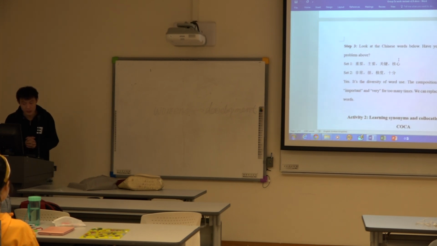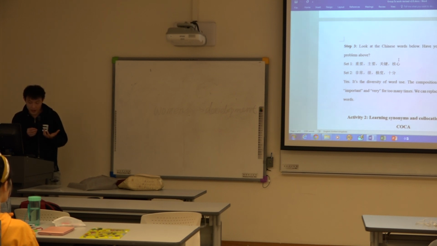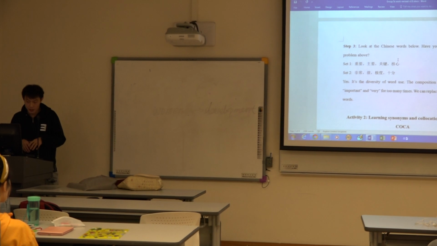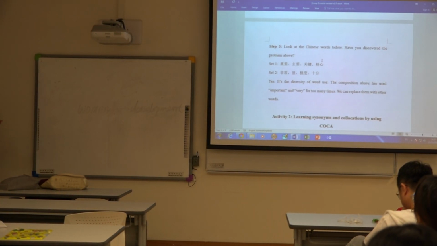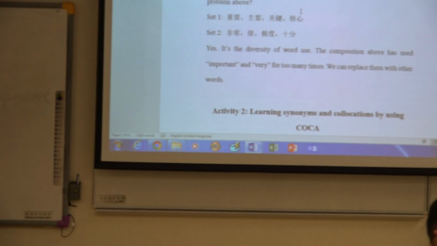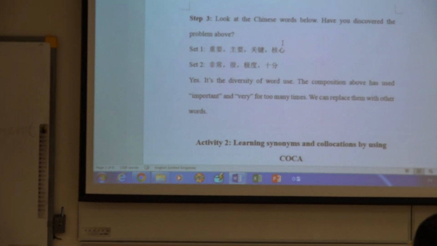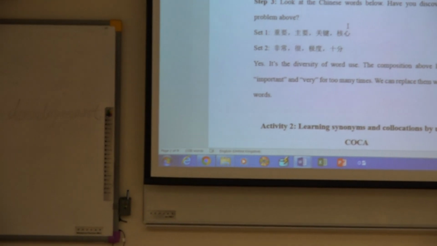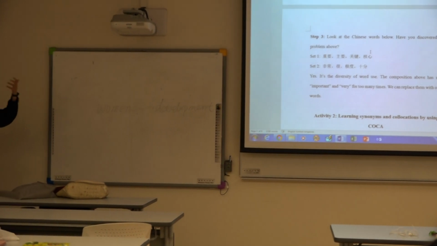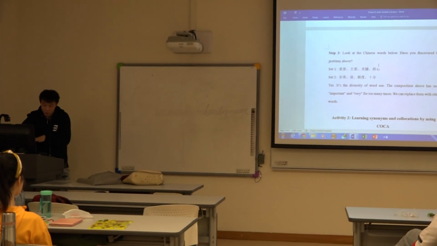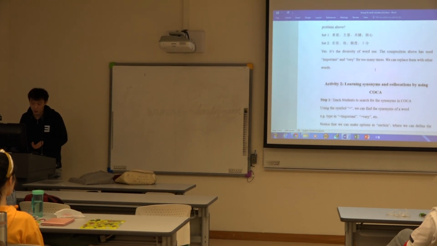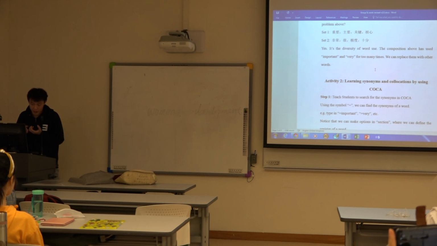And in step three, I will let the students look at the Chinese words below. There are two sets. One is about important, and the second one is about very. Okay? So I will have them discover the problem by themselves if they failed to discover it in step one. For example, if they are smart enough to discover the problem in step one, then this one is just a demonstration. Okay, so I will tell them explicitly that the problem lies in the diversity of word use. The composition has used too many important and very. Okay, so we can replace them.